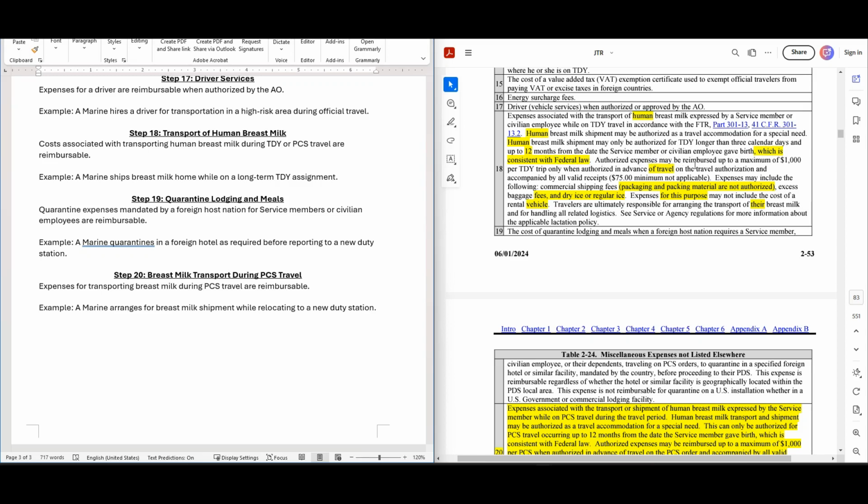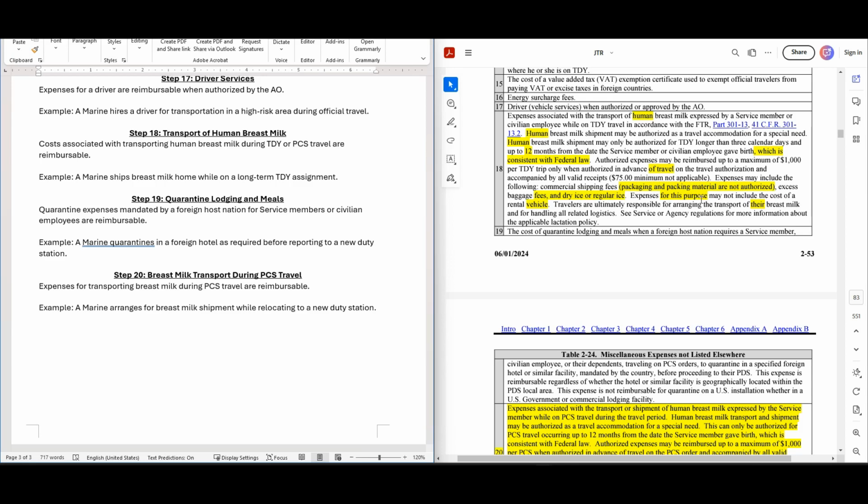Authorized expenses may be reimbursed up to a maximum of $1,000 per TDY trip, only when authorized in advance of travel on the travel authorization and accompanied by all valid receipts. This is talking about that $75 minimum rule that they had here, but it's not applicable. So this means all receipts regardless. Expenses may include the following: commercial shipping fees, packaging and packing material, excess baggage fees, and dry ice or regular ice.